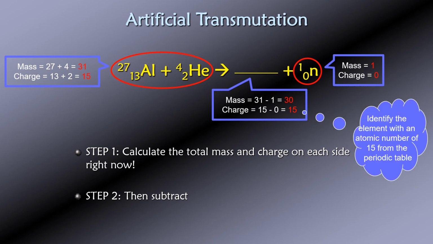Okay, so now remember you have to identify what this element is. So you use your atomic number, go to the periodic table, find the element that has an atomic number of 15, and that turns out to be phosphorus. So there you go, boom, that is your answer. Okay?